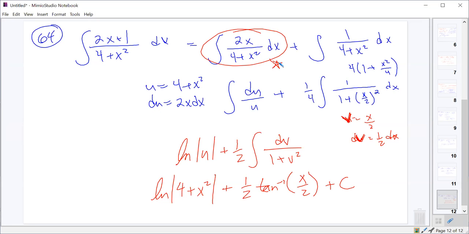That makes this one very easy to do. And then this one just requires a little bit of factoring to make it into an inverse tangent. And that's the reason why. Does that make sense?